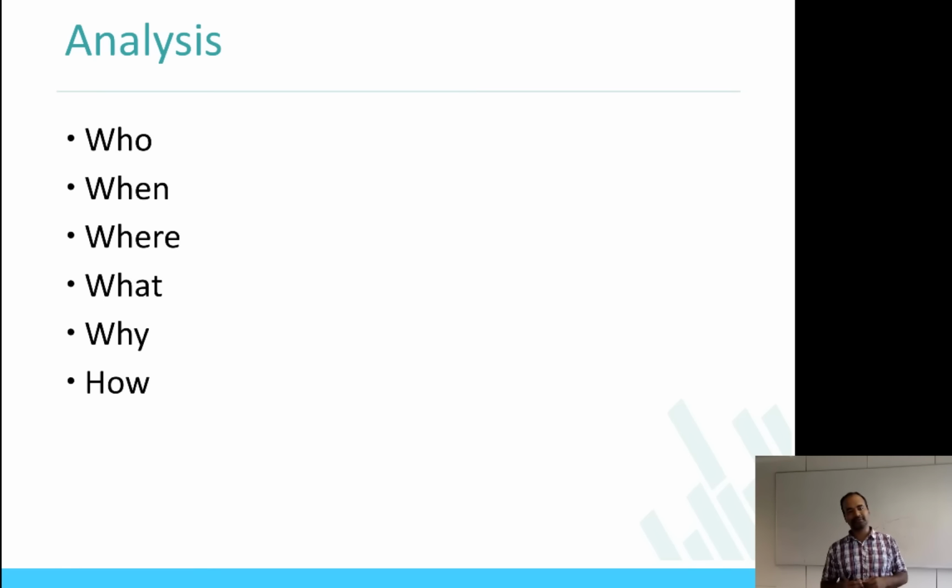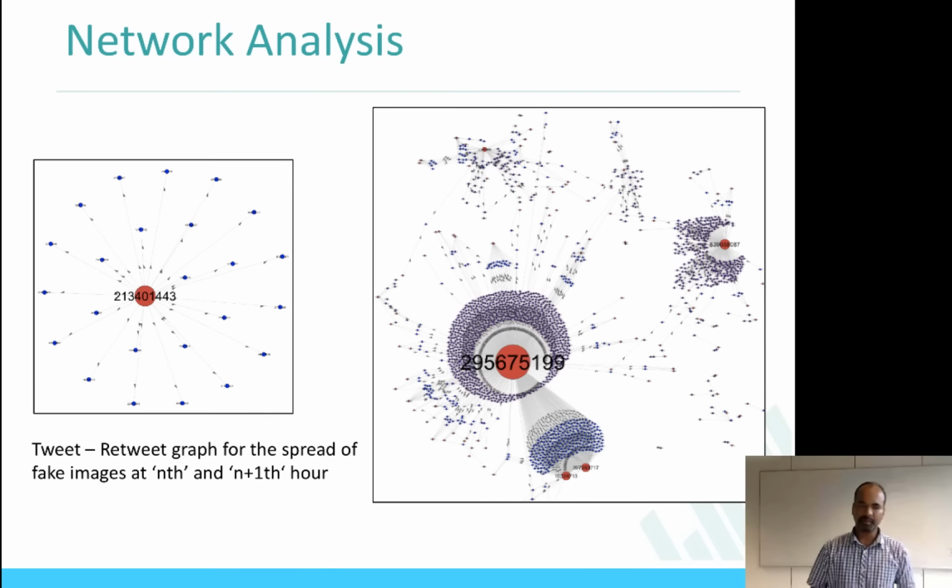Why and how are slightly trickier. Why did the person post a rumor? It's hard to tell unless the person who posted it actually confesses. How they posted is probably possible to get, which is to look at what device they used and how they posted into the social media. Now let's look more specifically at the analysis on who, when, where, what, how and why.